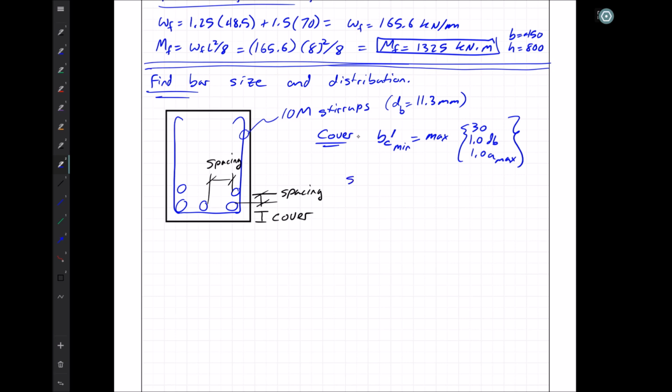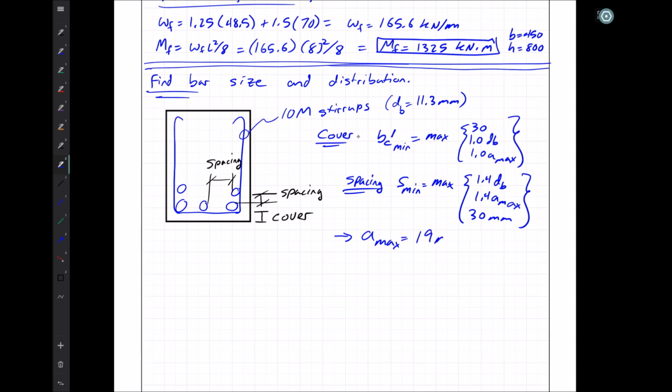Additionally, we're going to have spacing requirements, where the value of S minimum is going to be the maximum of 1.4 times our bar diameter, 1.4 times the maximum concrete aggregate size, and 30 millimeters. So here we're going to specify A max is equal to 19 millimeters.